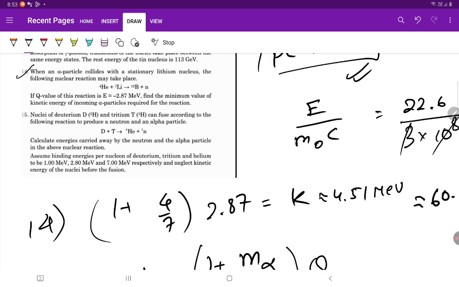Coming up with question number 15. Question number 15 is also the same, but it does not involve any formula. You need to just use the basic concept of mechanics. It says that there's a deuterium tritium fusion according to the reaction, and you have to tell me the value of the kinetic energies carried by the neutron and the alpha particle.